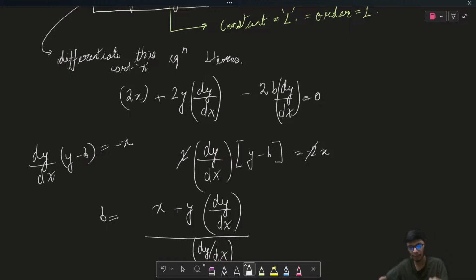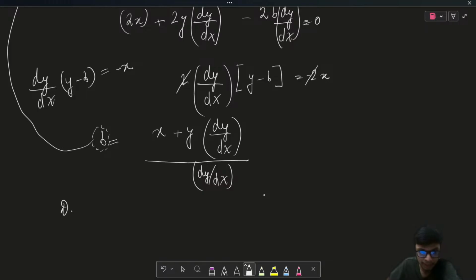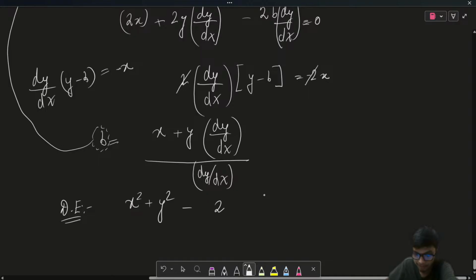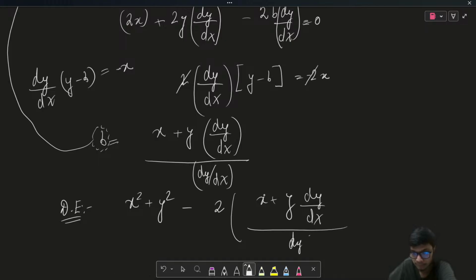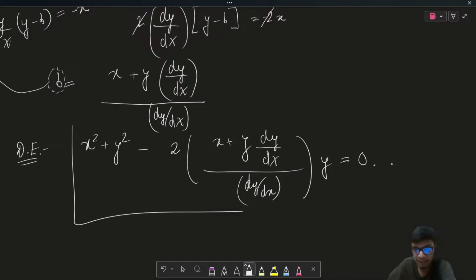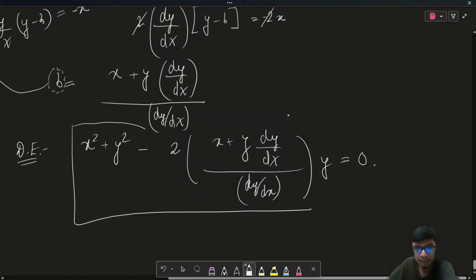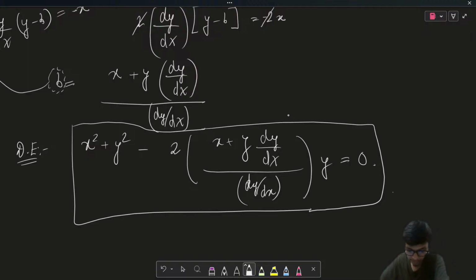And now if I substitute this arbitrary constant in the required family of equation of the curve, then I am going to get the required differential equation. So from this part, my required differential equation is going to look like x square plus y square minus 2 times this big expression, times y, is equal to 0. So this is our required differential equation. From this formulation of the family of curves, I can now get to the differential equation. Okay, is this clear to all of you?